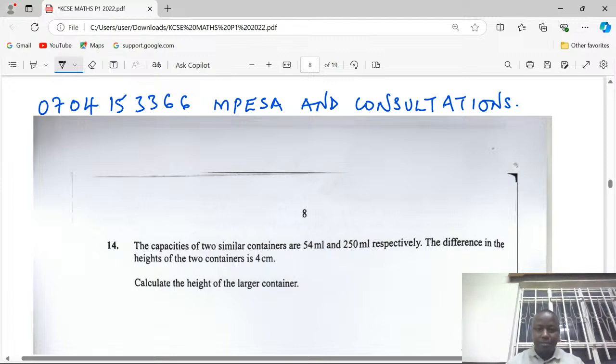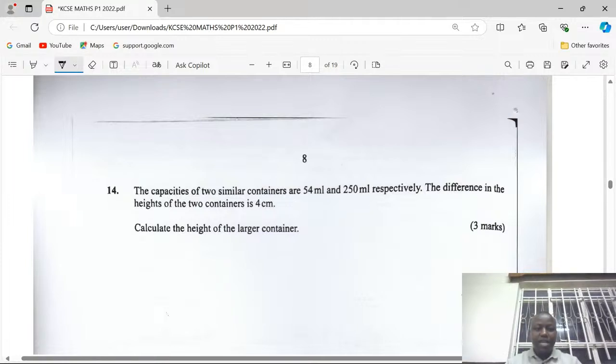Number 14, the capacities of two similar containers are 54 ml and 250 ml respectively. The difference in the heights of the two containers is 4 centimeters. Calculate the height of the larger container.